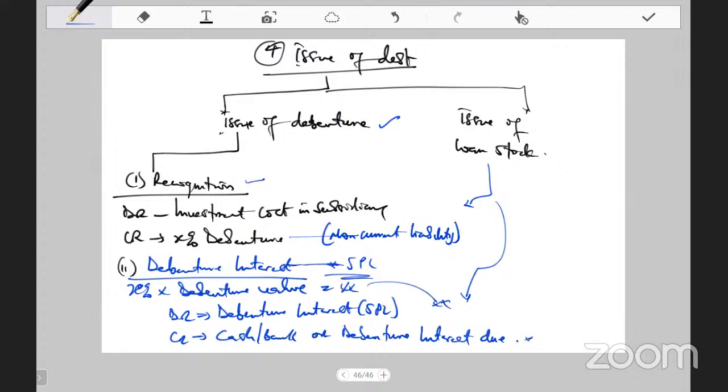Any question? Taiwo, I'm listening. Sir, how about preference shares? Is it the same treatment with preference shares?